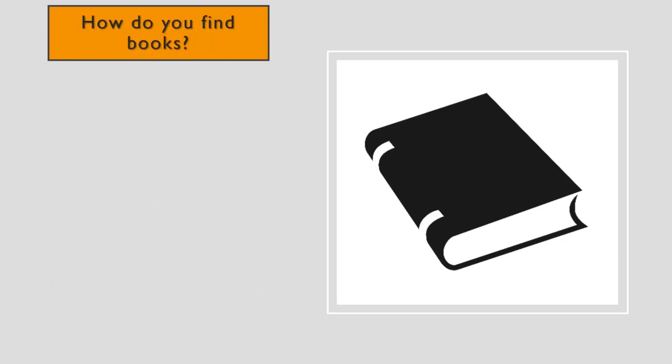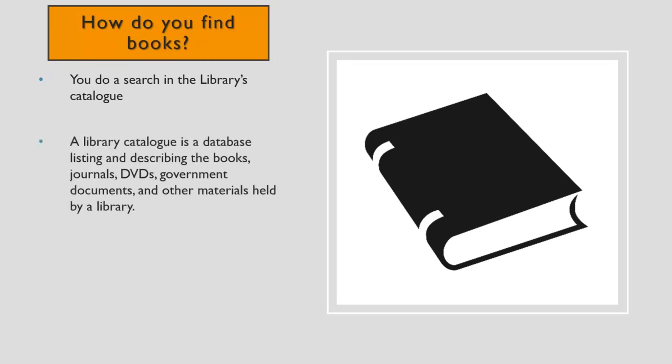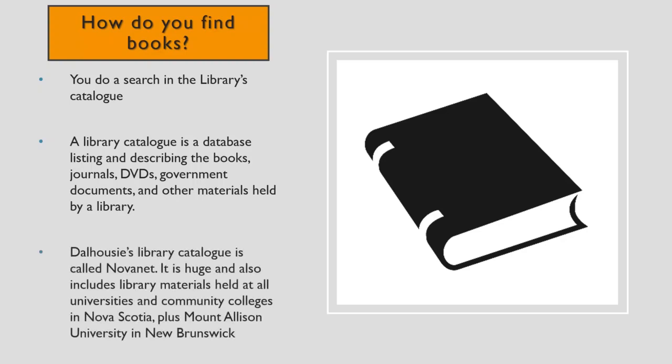How do you find books? You do a search in the library's catalog. And a library catalog is just a database listing and describing the various books and journals, DVDs, government documents, conference proceedings, and other material held by a library. And Dalhousie Library's catalog is called NovaNet, and it derives its name from Nova Scotia, so that's the Nova, and net, a network, so NovaNet.